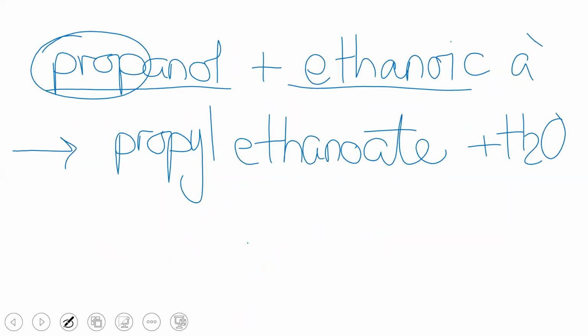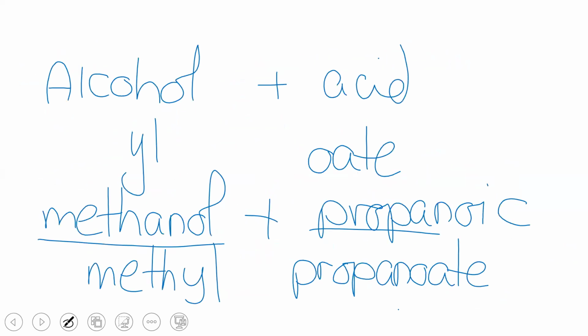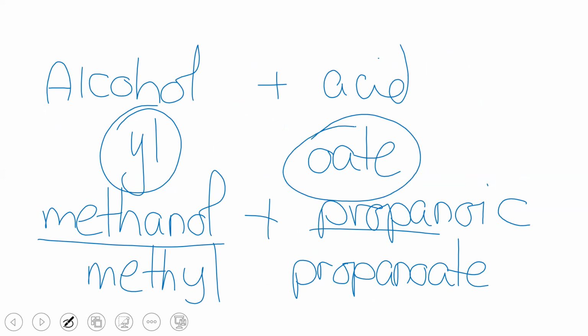So to recap quickly: esters are sweet smelling liquids, formed from alcohol and carboxylic acid. The type of reaction is condensation, which means the removal of water. We have to add concentrated, and you must say concentrated, sulfuric acid and heat in a reflux. And the word reflux means attaching the condenser in an upright position. We name the esters by putting the alcohol first and ending it in "-yl", and then the acid and ending it in "-oate". I hope this is helpful, and good luck.